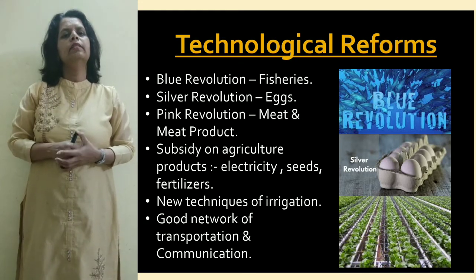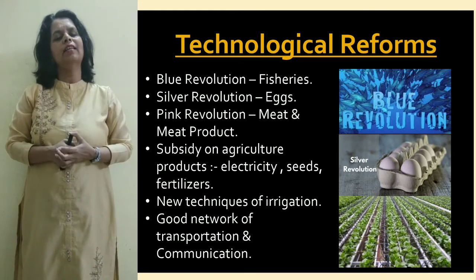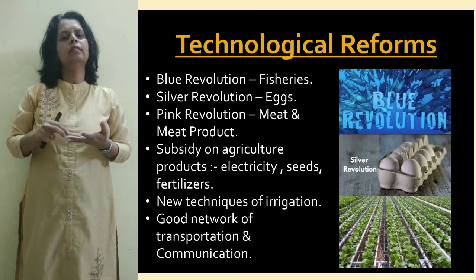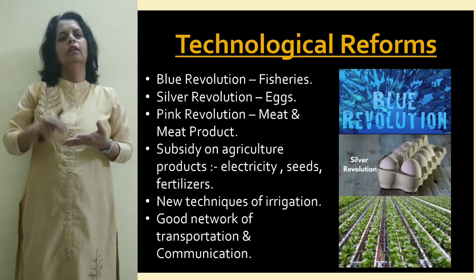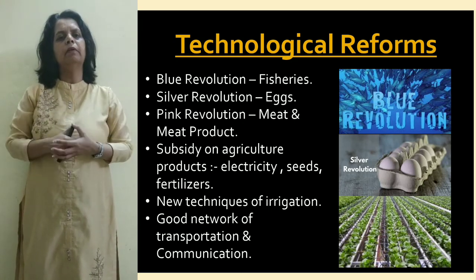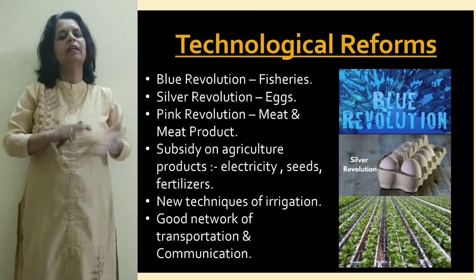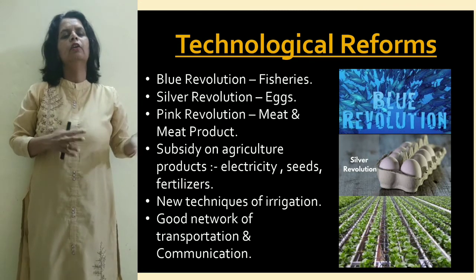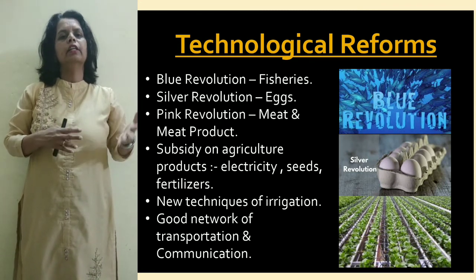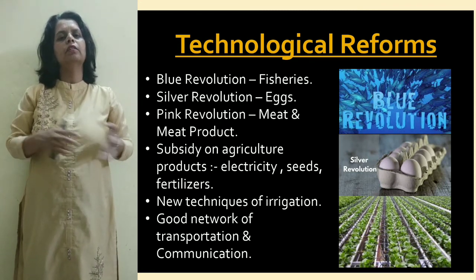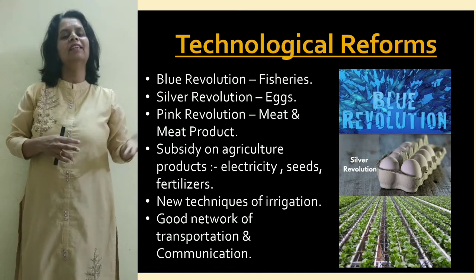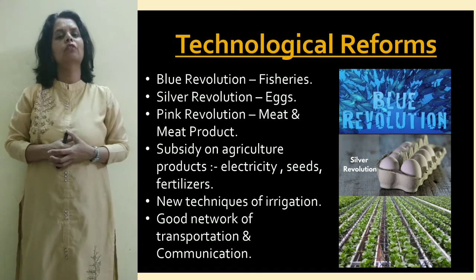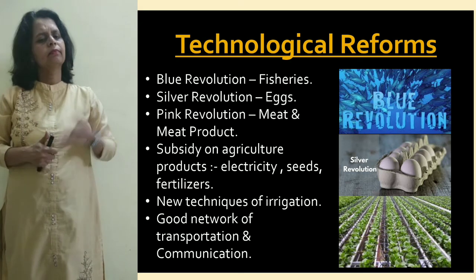Not only this, new techniques of irrigation have come up. Electricity or diesel, which is now required for the operation of hand pumps, all these things have been set up, and it has replaced the old Persian wheel. Now a large number of irrigation facilities are being provided for these farmers. Dams and canals are being constructed on a very large scale by the government.